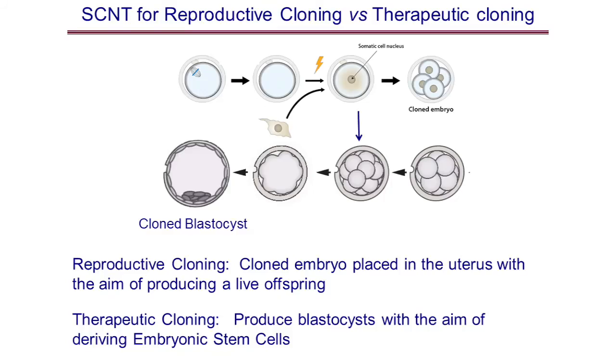So what I've been talking about in the last couple of slides is reproductive cloning. It was done for the purpose of producing live offspring, and that's valuable for farm animals, for breeding rare species, and so on. But obviously it is illegal to do that in humans.